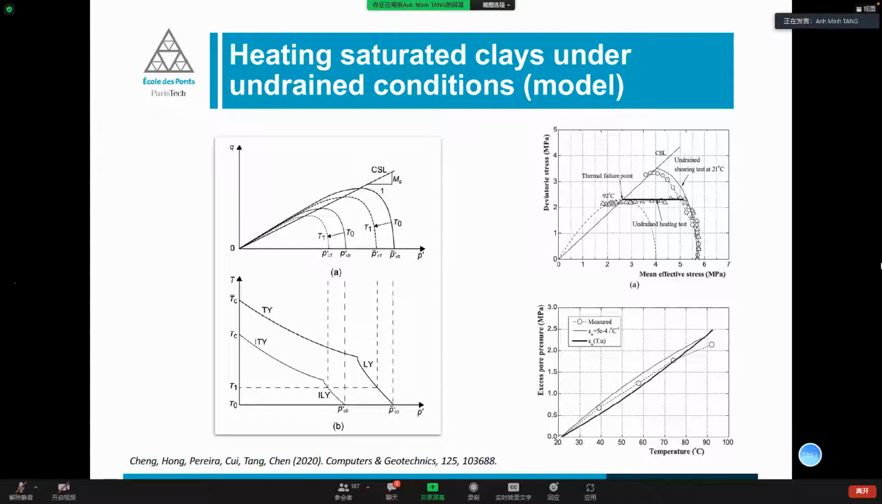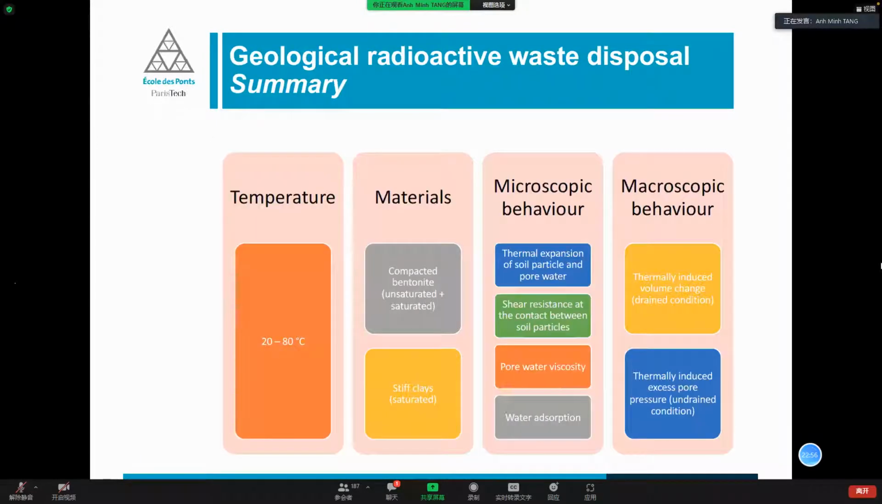So I think with this, I finish this first part. Just to summarize some main ideas about the thermal effect in the context of geological radioactive waste disposal. In this context, temperature normally varies between 20 and 80 degrees. I show results on a claystone from France, but there are also other stiff clays like Boom clay in Belgium or Opalinus clay in Switzerland. We also work on compacted bentonite, because you have the effect of temperature on compacted bentonite just around the canister.